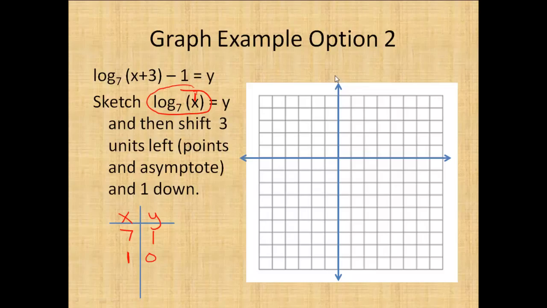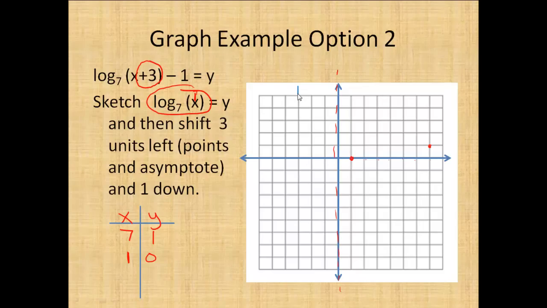My asymptote is normally here at 0. So if I plot the point 7, 1, and remember this is the time when you just lightly plot them because we're going to be shifting them. So there I've got all my information plotted. But now I need to go back and I need to do my shifting. So I need to shift everything 3 units left. Okay, so I'm going to shift my asymptote left first, 3 units.